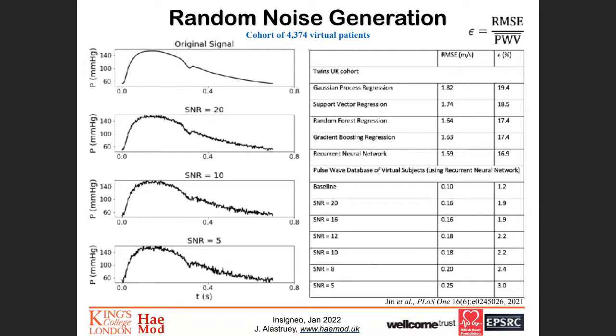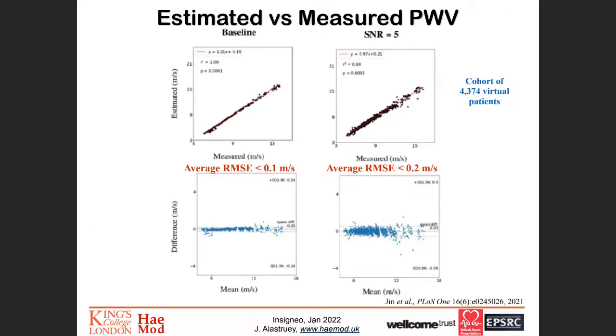For this study, we had data from Twins UK, a cohort from King's College with over 3,000 subjects, in which we had the radial pressure waveform together with the carotid-femoral pulse wave velocity. And then we also used a data set of over 4,000 virtual subjects.